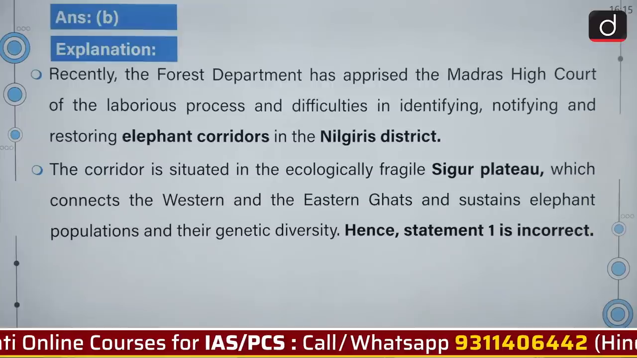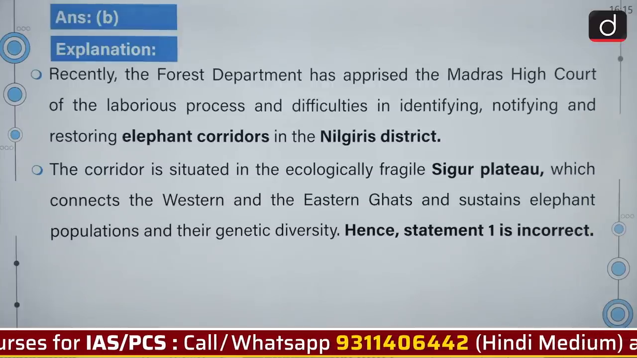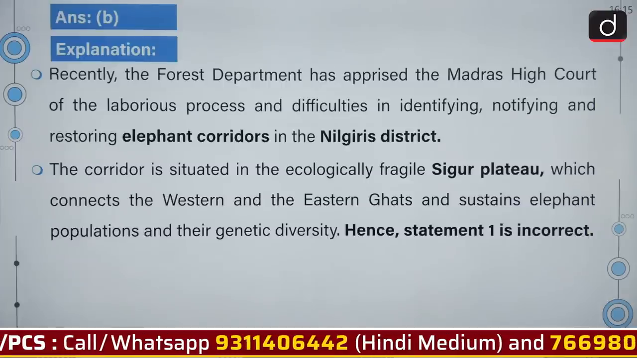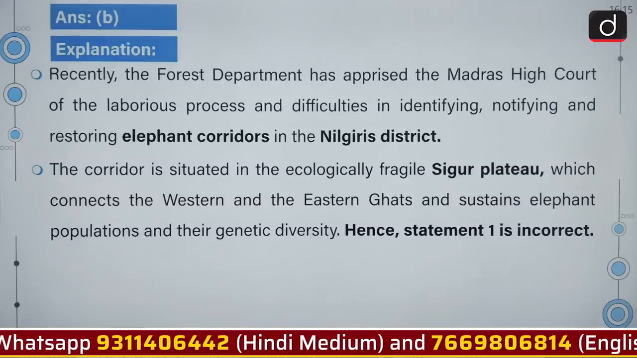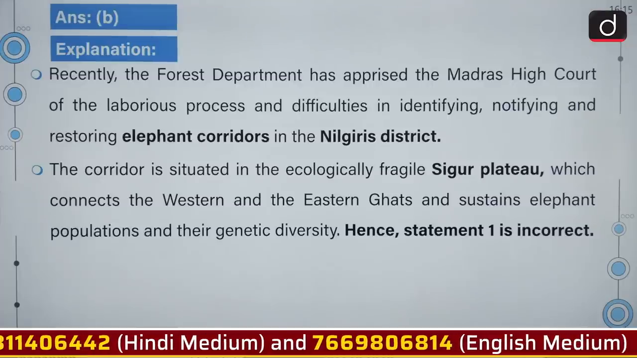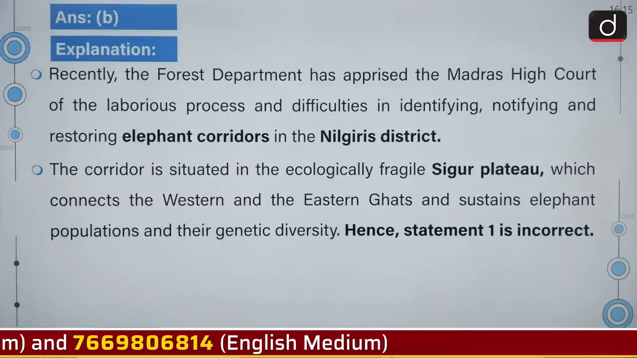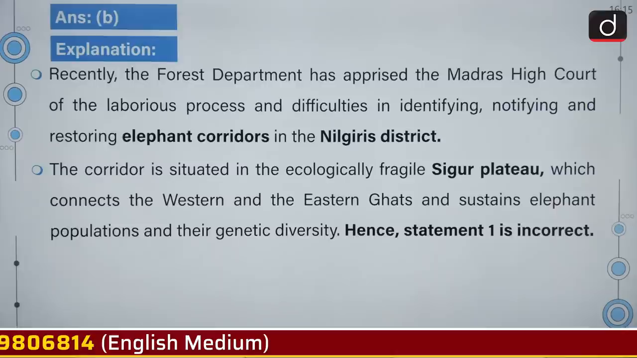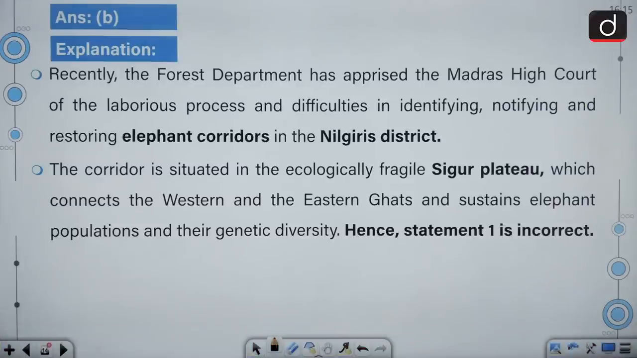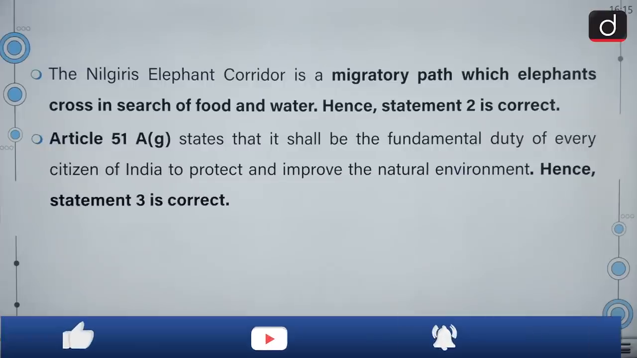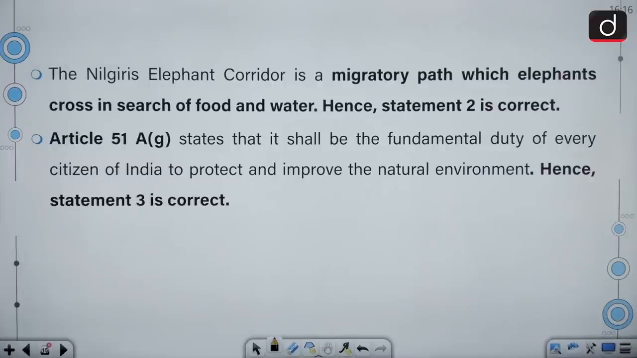Now, recently, the forest department has apprised the Madras High Court of the laborious process and difficulties in identifying, notifying and restoring elephant corridors in the Nilgiris district. The corridor is situated in the ecologically fragile Sigur Plateau, which connects the Western and Eastern Ghats and sustains elephant population and their genetic diversity. The Nilgiris Elephant Corridor is a migratory path which elephants cross in search of food and water. Article 51A Clause G states that it shall be the fundamental duty of every citizen of India to protect and improve the natural environment.